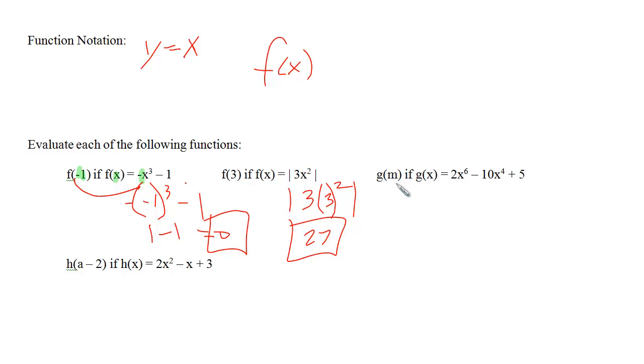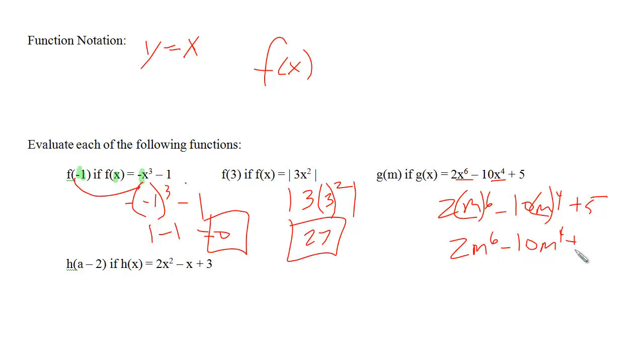And then I have g of m, if g of x is 2x to the 6th minus 10x to the 4th plus 5. So I'm going to go ahead and replace this everywhere I see an x. I'm just going to go ahead and replace it with an m. And I don't have to use the parentheses right now because I cannot evaluate this any further. It's ultimately been simplified. So I have 2 m to the 6th minus 10 m to the 4th plus 5. So I can't take this any further because I've replaced a variable with another variable, an unknown value.